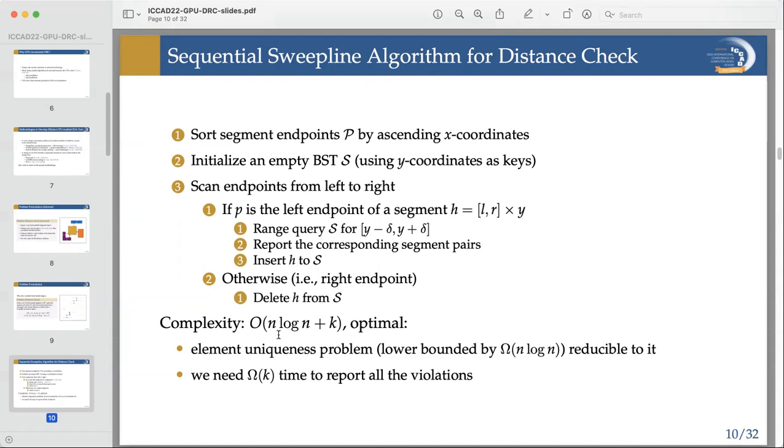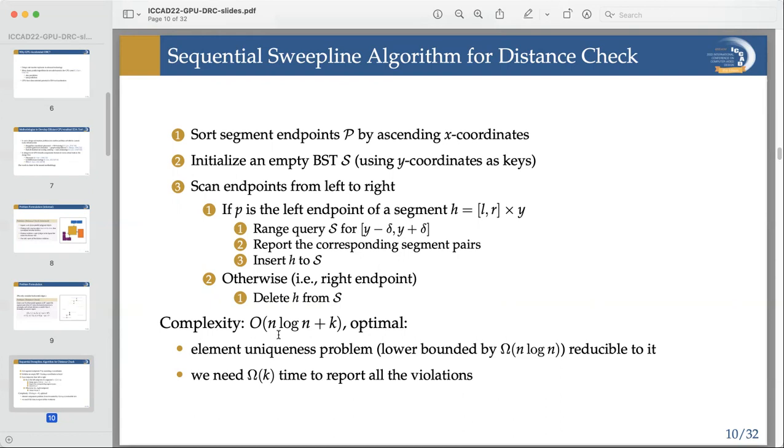And whenever we encounter the left endpoint of a segment, we are going to do a range query in this binary search tree. And we are going to report the corresponding segment pairs because they are all violations. And finally, we are going to insert this segment into the binary search tree. And otherwise, if we encounter the right endpoint of the segment, we are going to delete this segment from the binary search tree. In this way, actually, the binary search tree maintains a set of so-called active segments.